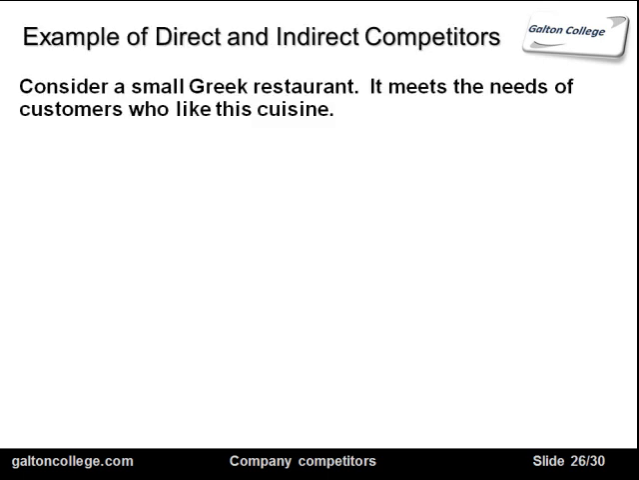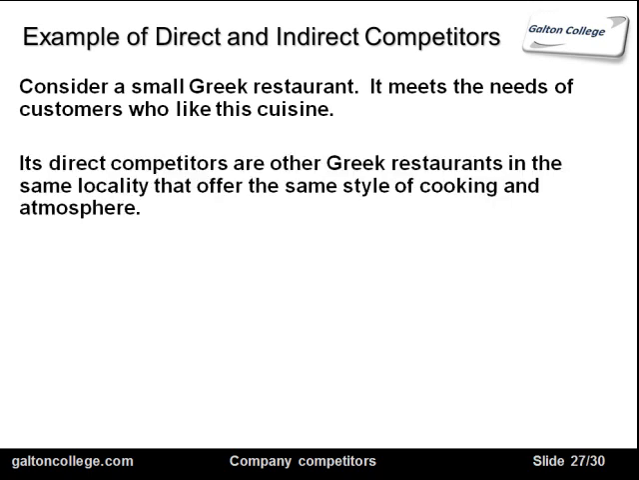Examples of direct and indirect competitors. Well, let's consider just a very simple example here. Let's consider we have a small Greek restaurant, and it meets the needs of customers who like Greek food. Its direct competitors are other Greek restaurants in the same locality that offer essentially the same style of cooking and the same ambience, the same atmosphere. So if you take a city with some area that's got several Greek restaurants, they're in direct competition with each other.